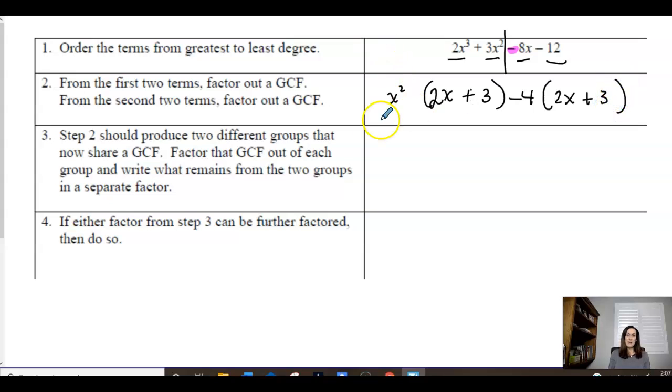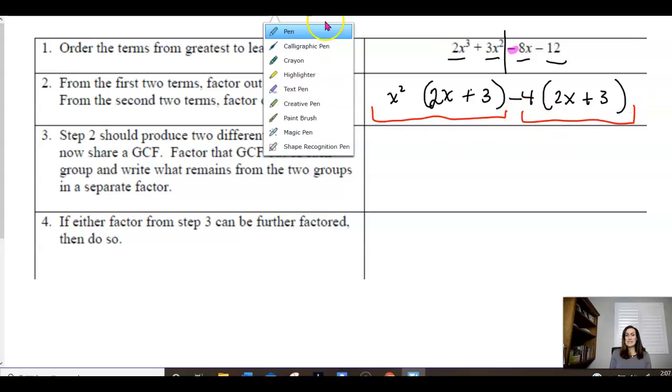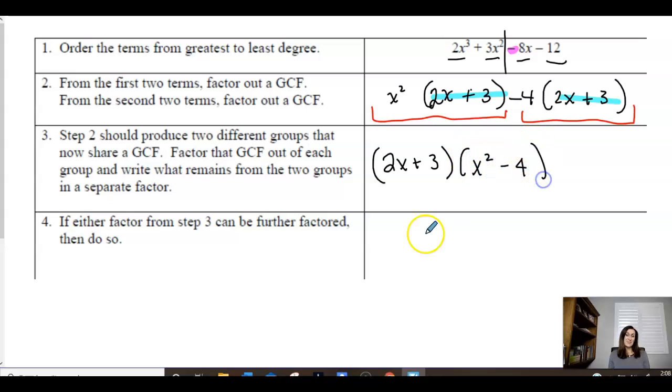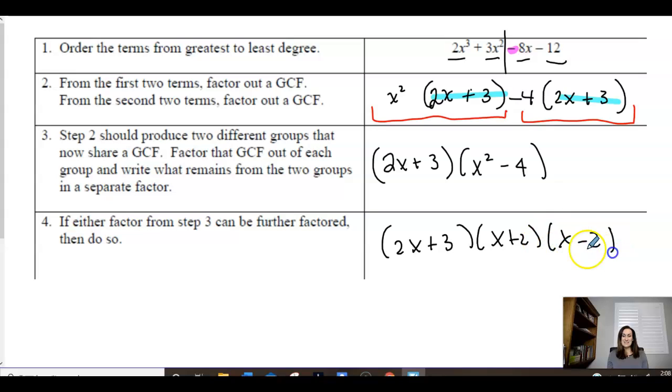And then when you're factoring by grouping, you look at these two parts and you look to see what's in common. And in common, you can see we have a 2x plus 3 and a 2x plus 3. So we're going to factor that 2x plus 3 out. So here's the 2x plus 3, leaving me an x squared subtract 4. Now that's a difference of 2 squares. So final answer, 2x plus 3, x plus 2, x subtract 2.